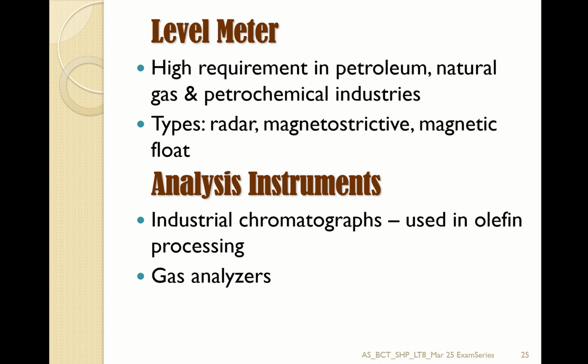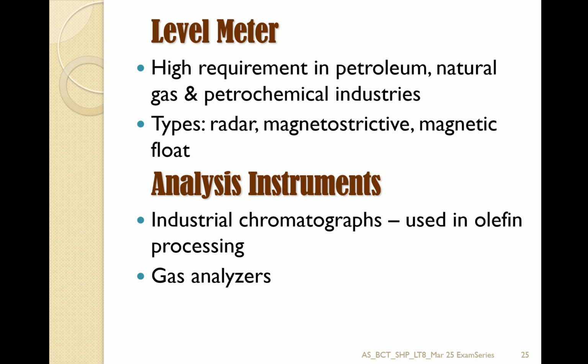You can use radar, which will reflect off the surface of the liquid, and from the angle you can tell what's the level inside. Magnetostrictive is by magnetic field, similar to radar, but it's using a magnetic field to check the level. And then the simplest one is the float, which is magnetic also. The float will float on the surface, so it will go up and down according to the level of the product. From the magnetic field, you can tell what's the level in the tank.